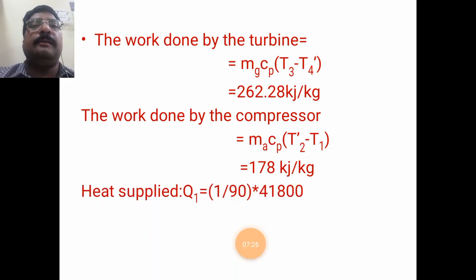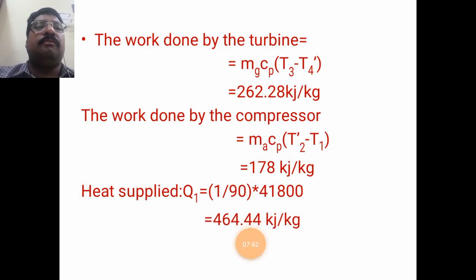Then the heat supplied is nothing but the mass of fuel burnt per kg of air, that is, 1 by 90 into 41800. That is the amount of heat supplied. Then the heat supplied is 464.44 kilojoule per kg.